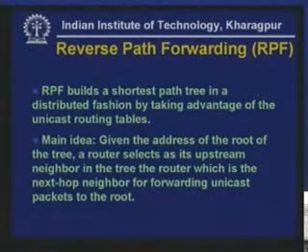Given the address of the root of the tree, a router selects as its upstream neighbor in the tree the router which is the next hop for forwarding unicast packets to the root. So basically, for each of the potential recipients, you are trying to minimize the path cost from this recipient to the one single source. Right now for the source based tree we have one single source. So naturally whatever you do for unicasting while sending a message from this node to that node, that is what you try to follow.